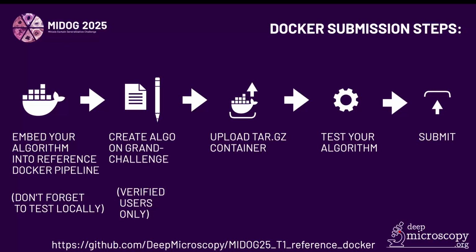Now, this is the Docker submission workflow in a nutshell. You have to embed your algorithm into the container following our template. Then you have to create an algorithm entry on Grand Challenge. If you did that, the next step is to upload the tar.gz file, that's the container, to that algorithm entry. And if everything succeeded, after some time the platform needs for importing the container, you will be able to test the package. Make sure that you do the testing on some example images before submitting to the preliminary evaluation track of the challenge, and then of course also later to the final track of the challenge.